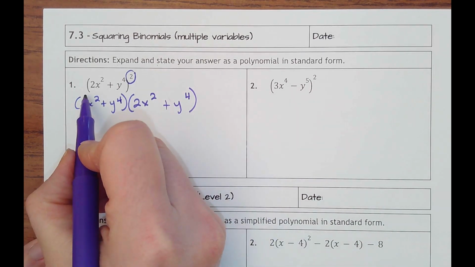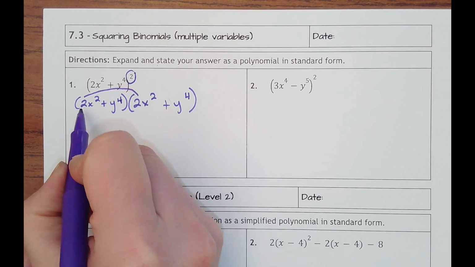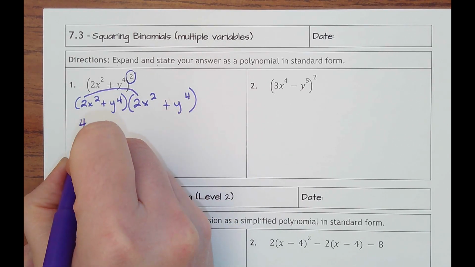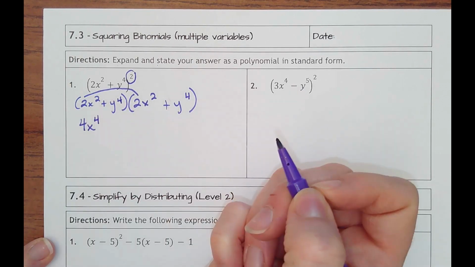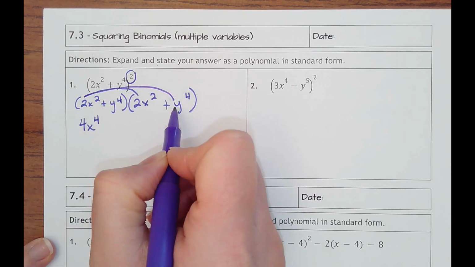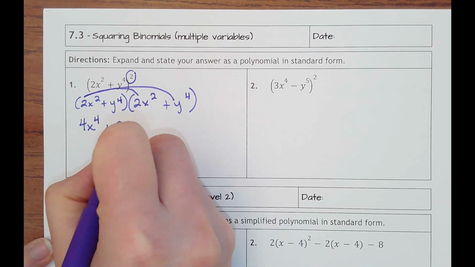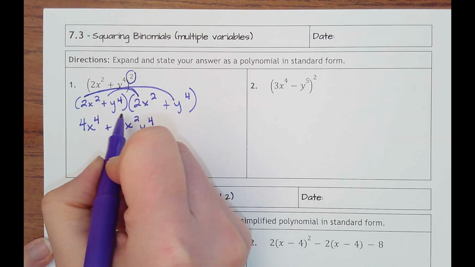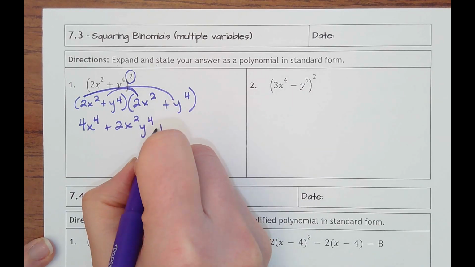So we're going to take first terms, we're just foiling. 2 times 2 is 4. X squared times x squared, remember when we're multiplying exponents we add the powers. Outers would get a 2x squared times y to the fourth, would be 2x squared y to the fourth. And then on the inside I'm going to get that same thing, 2x squared y to the fourth.